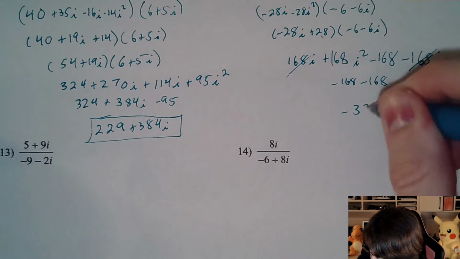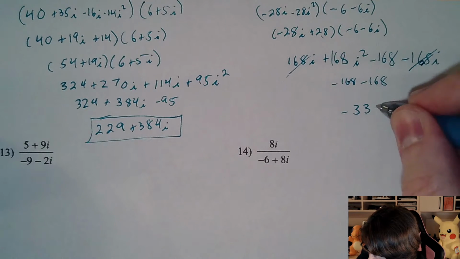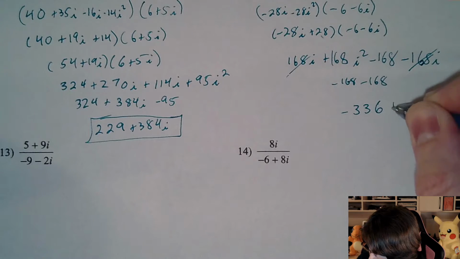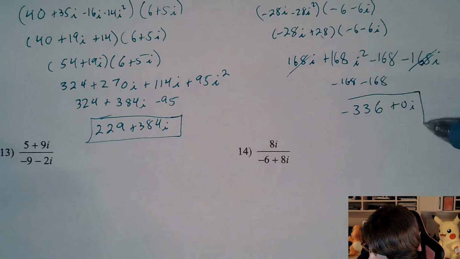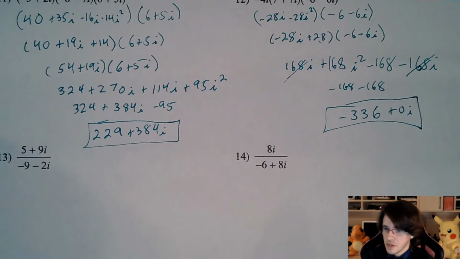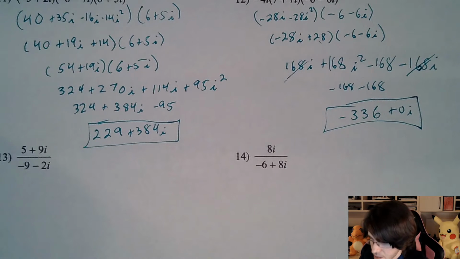Adding those together, that's negative 336 plus 0i. Interestingly enough, 0 i's out of all that. All the i's at the start and no i's at the end. I guess they all ended up canceling out.